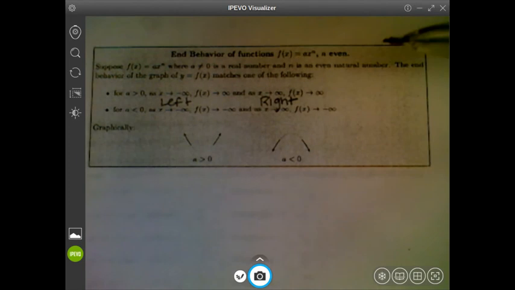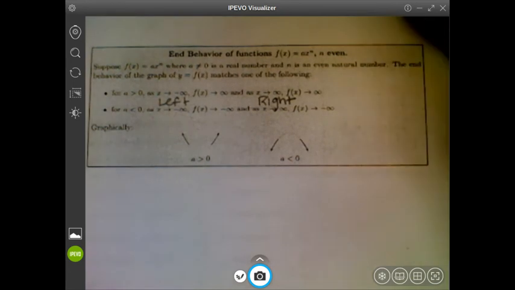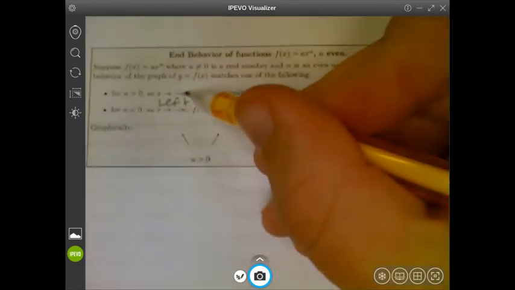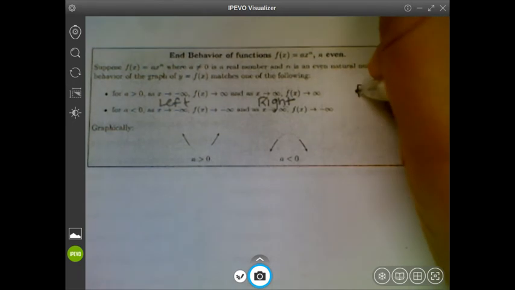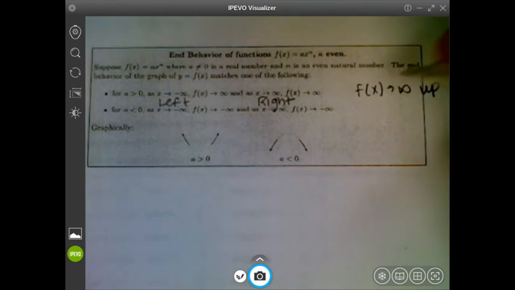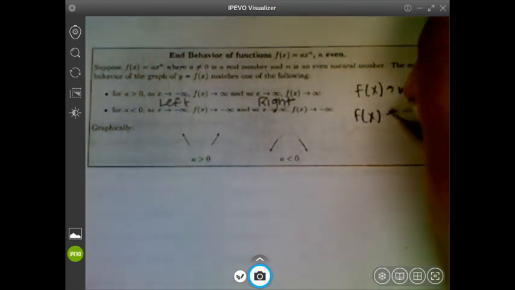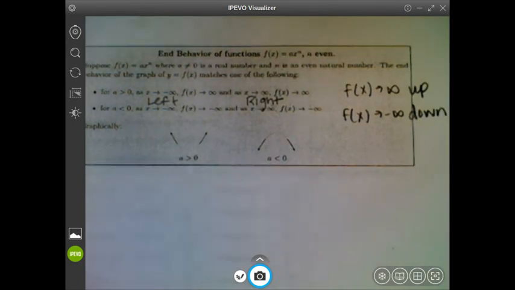And so on the left and on the right, your graph is either going to be going up or going down, and they could either both be going up, both be going down, as we'll see. And the next one, they could be going opposite directions of each other. If you see x approaching negative infinity, they're talking about the left. As x approaches infinity, they're talking about the right. And whenever you see f of x approaching infinity, they're saying that the graph is going up. Whenever you see f of x approaching negative infinity, that means the graph is going down.